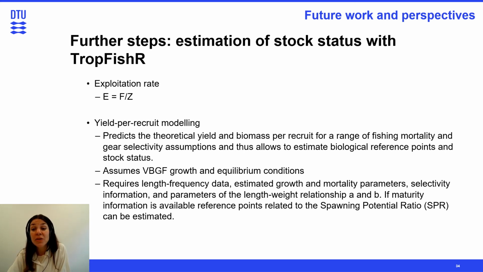This method assumes von Bertalanffy growth and equilibrium conditions and requires length frequency data, the estimated growth and mortality parameters, selectivity information, and parameters of the length-weight relationship A and B. If maturity information is available, reference points related to the spawning potential ratio can also be estimated. Now these are just 2 examples of other functionality in the TropFishR package, but there is much more.